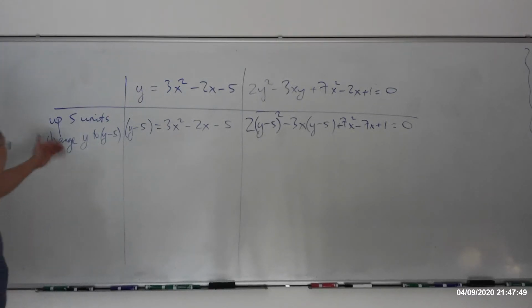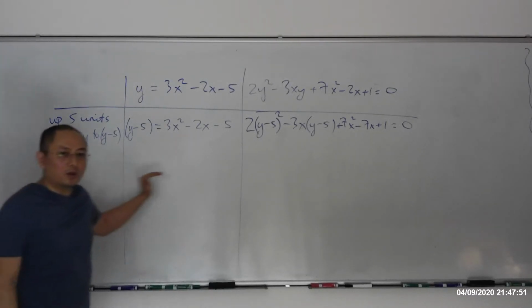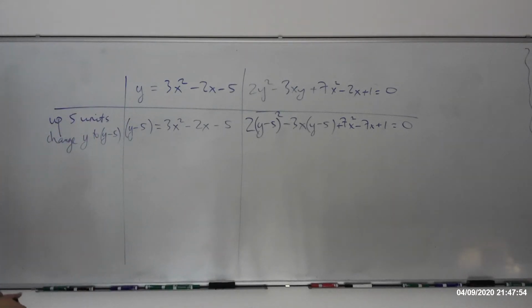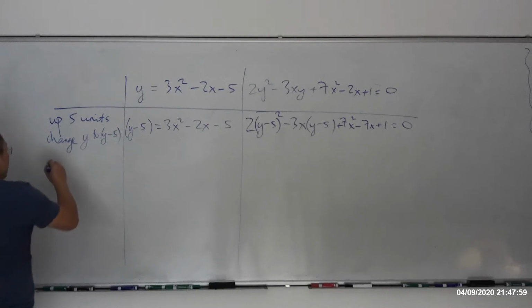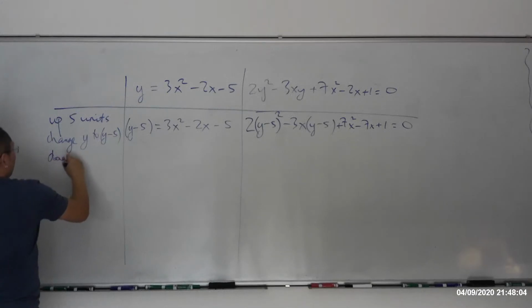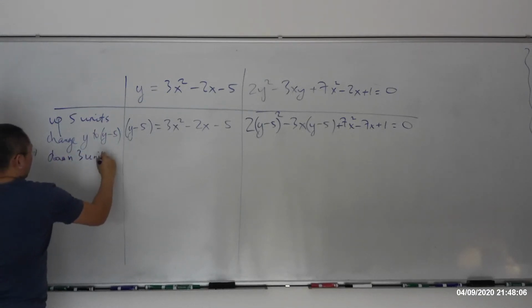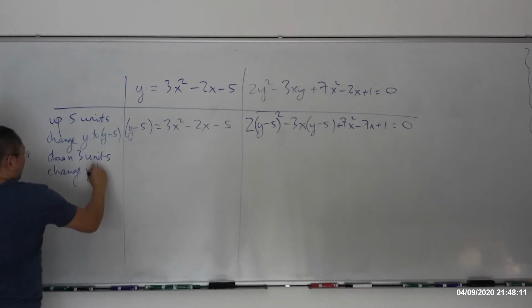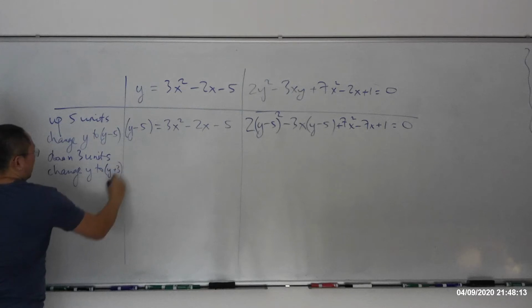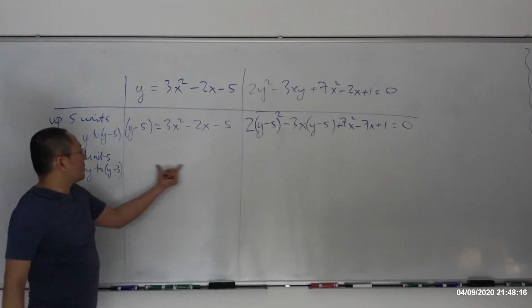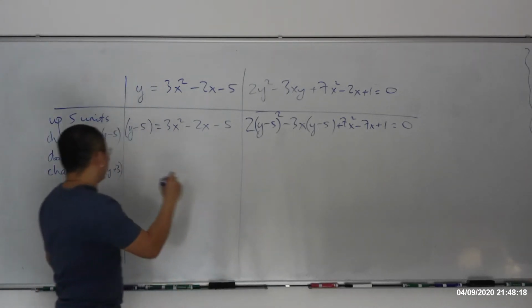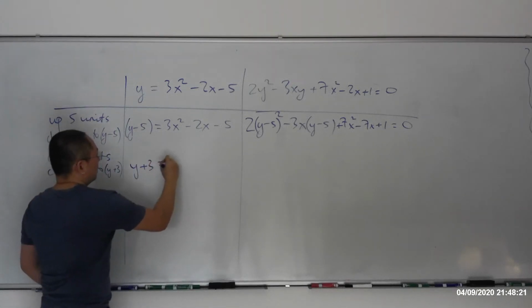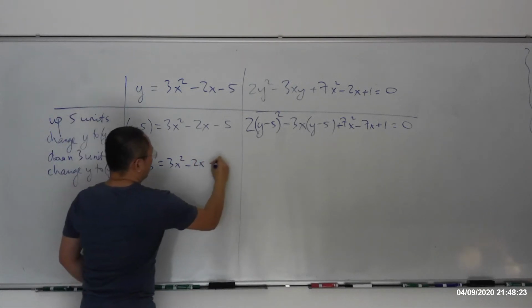Similarly, if you want to go down, instead of subtracting, you do adding. Now things are going to be shifted down, whatever units you want. Say go down 3 units. You need to change y to y plus 3, and then rewrite it. Y plus 3 equal to this. 2 times, let me just write down, y plus 3 equal to 3x squared minus 2x minus 5.